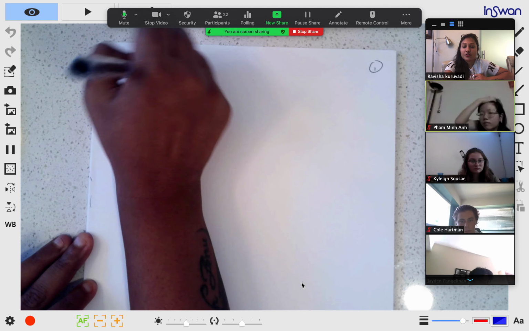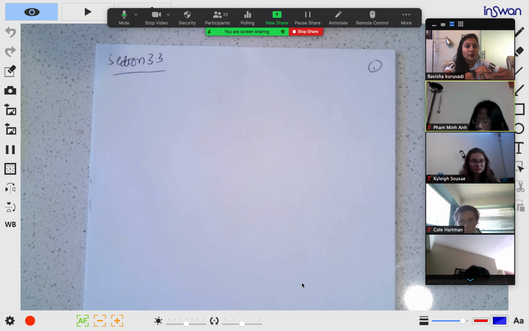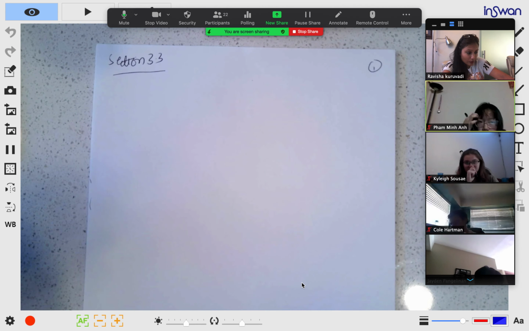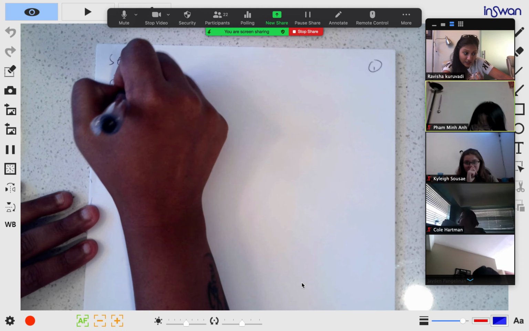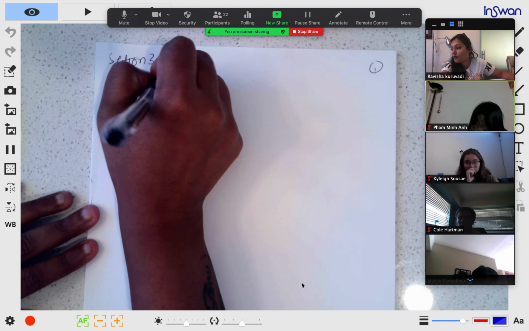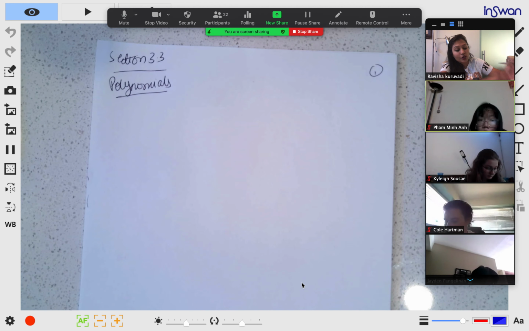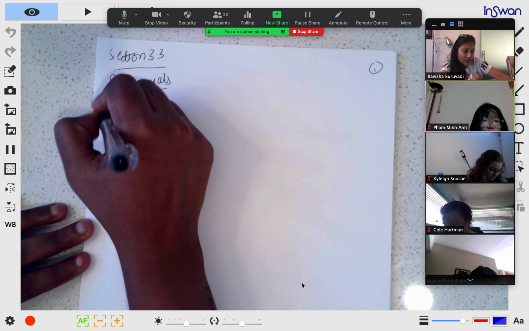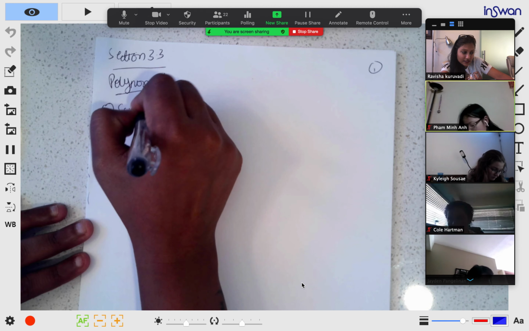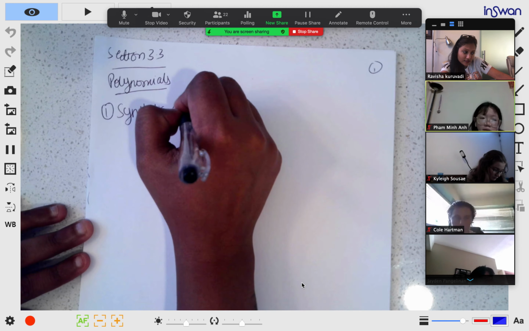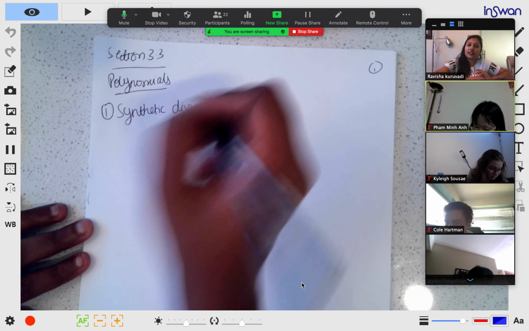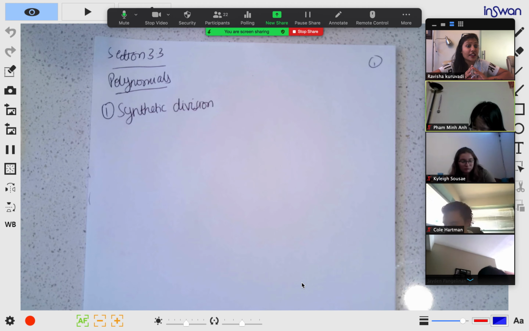Today what we are doing is section 3.3, which is basically about polynomials. Again, we did graphing last time. Today we're going to do dividing polynomials and all that stuff. So first thing, we're going to talk about something known as synthetic division. Very easy concept, but you just need to understand how to do it.